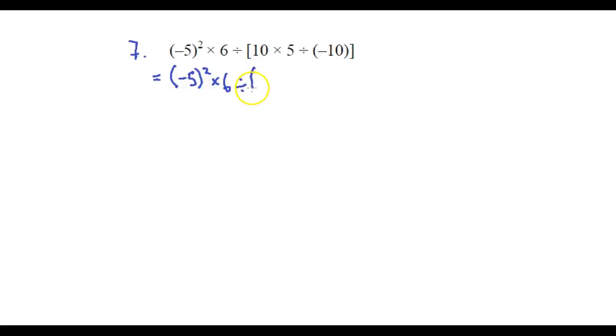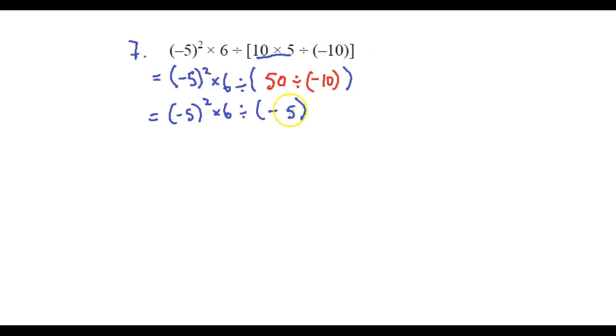And I'm working out this bracket. I can change the shape of the bracket, there's no problem. So I'm going to do this part first. 50 is what 10 times 5 is equal to. And so I'm left with 50 divided by negative 10. Now 50 divided by negative 10, a positive divided by a negative will give me a negative answer. So I'm going to end up with a negative answer, and 10 goes into 50 5 times. Phew, well that's done. And we're down to now the indice.